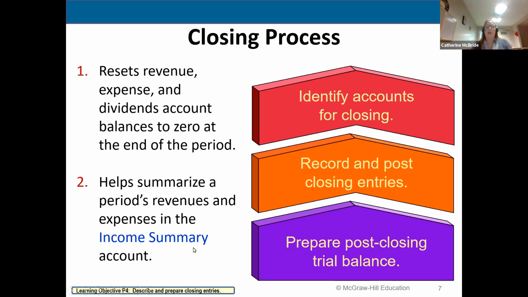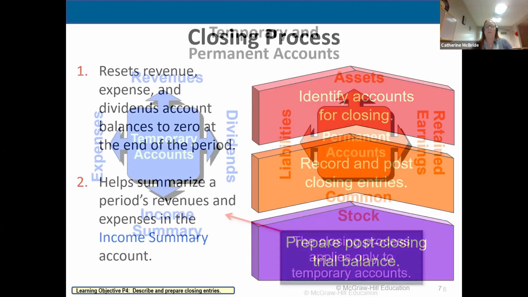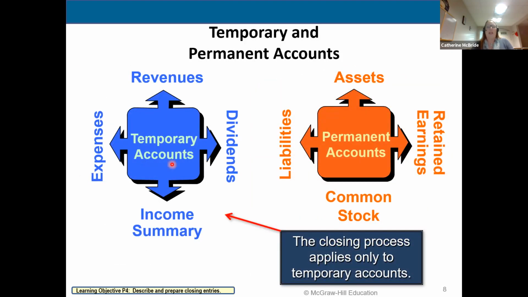We're going to use a really temporary account called income summary. The entire purpose of income summary is to be a check figure. You can actually do the closing process without using income summary, and you simply put everything directly into retained earnings. So these are your temporary accounts: revenues, expenses, dividends, and income summary. These are your permanent accounts: assets, liabilities, retained earnings, and common stock. The only accounts that are going to be affected are the temporary accounts. They're the only ones we're going to do anything with.